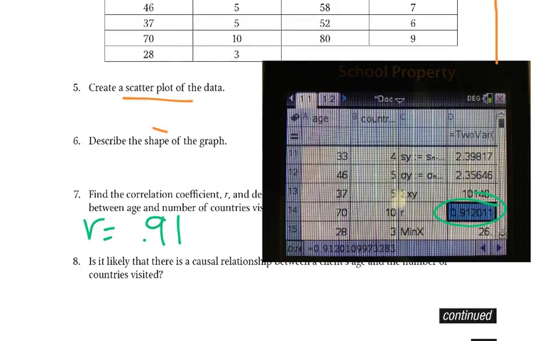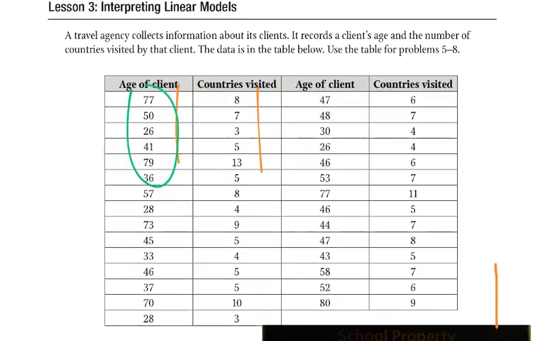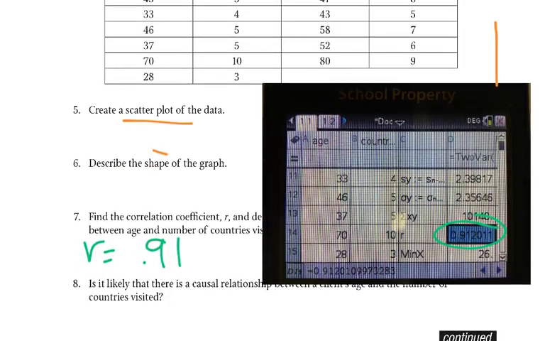So could we say that your age will cause how many countries you'll have visited? No, because remember, we can never say causation. However, is there a causal relationship? According to our data, it looks like there is. There's a strong enough correlation to tell us that we probably have some sort of connection there that we could say is a causal relationship between age and countries visited.